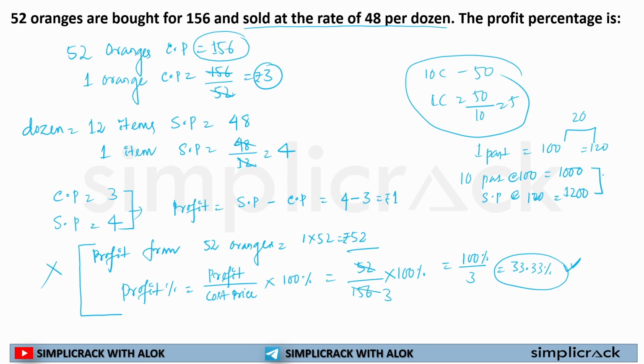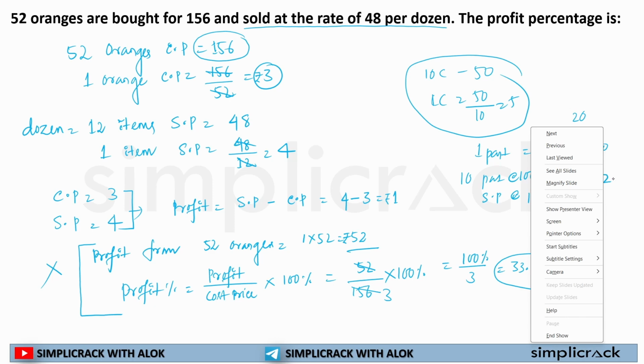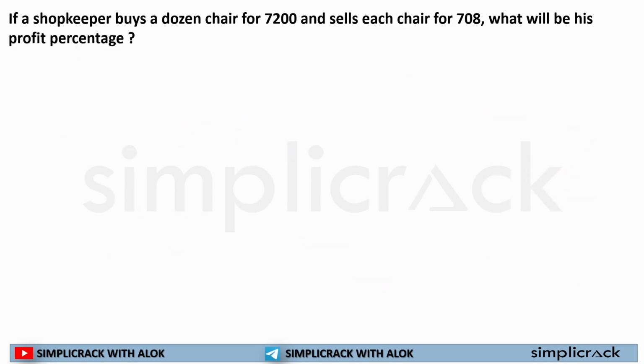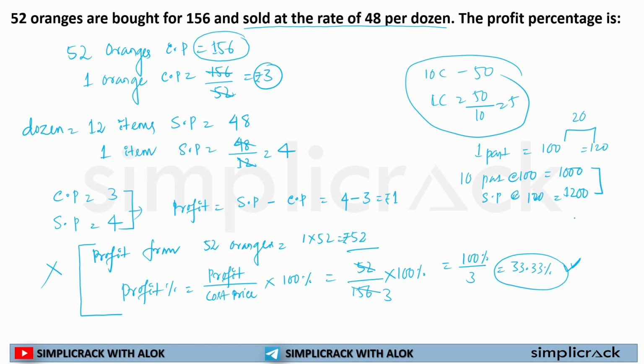1200 minus 1000, that is 200. So my profit percentage is what? My profit is 1200 minus 1000, that is 200. Now this 200 is my profit on my cost price 1000.